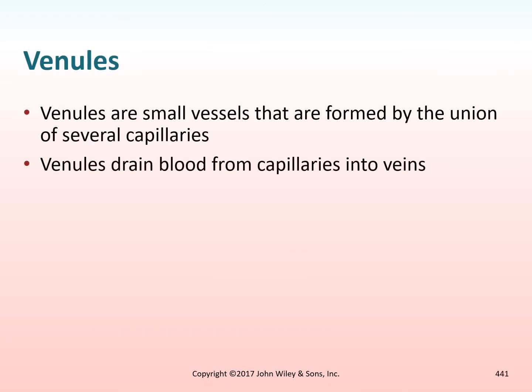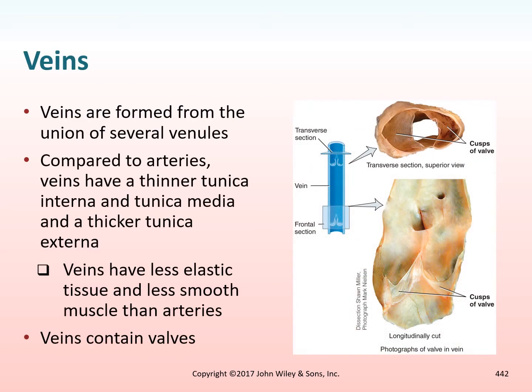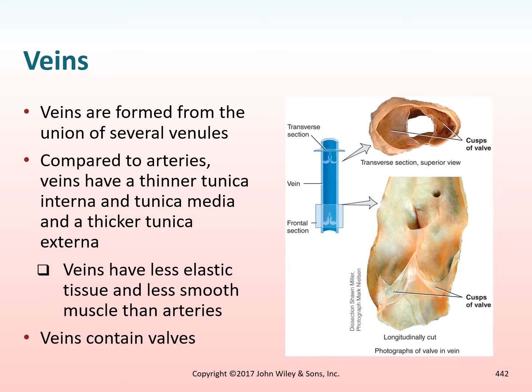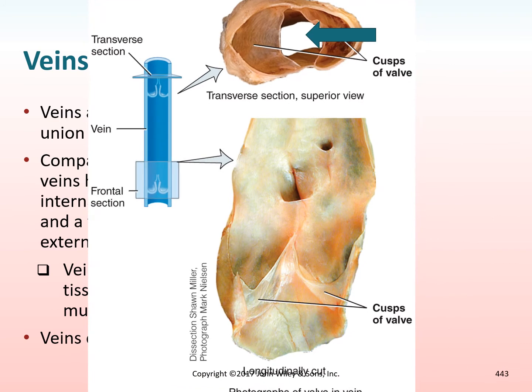Venules are the little veins that form when the capillaries are done with their thing. The venules lead to the veins. The veins don't have as much of a tunica media or a tunica interna. However, they have a very large lumen and they feature valves. And most of the blood is in our veins and venules, believe it or not. It's sort of a slow flow, large volume pipe.